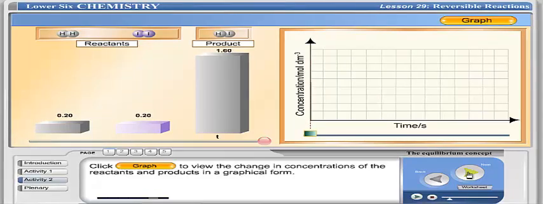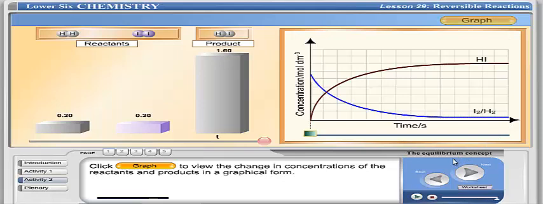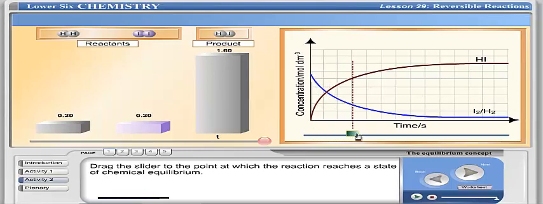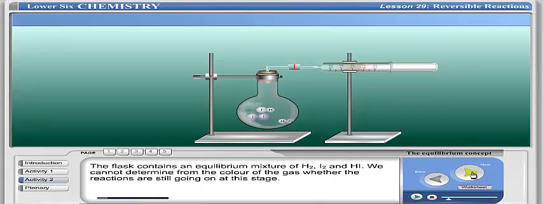Click the Graph button to view the change in concentrations of the reactants and products in a graphical form. Drag the slider to the point at which the reaction reaches a state of chemical equilibrium. The flask contains an equilibrium mixture of hydrogen, iodine, and hydrogen iodide. We cannot determine from the color of the gas whether the reactions are still going on at this stage.